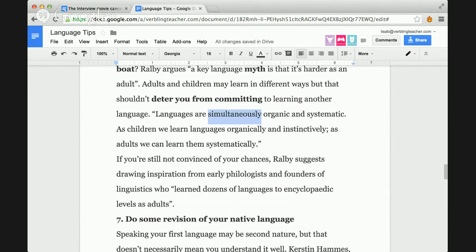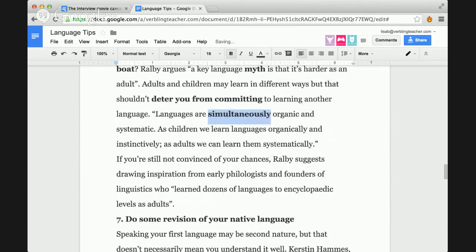Languages are simultaneously. So simultaneously means at the same time. So they can both be organic, which means like you just learn like a child, listening, having people talk to you, trying to say things, making mistakes, correcting yourself, that kind of thing. That's organic. You don't have to go to school as a 1-year-old to try to learn a language. It just happens for you naturally. And it can also be systematic, though, where you actually learn a system. That's how you learn the language, by using some kind of system.